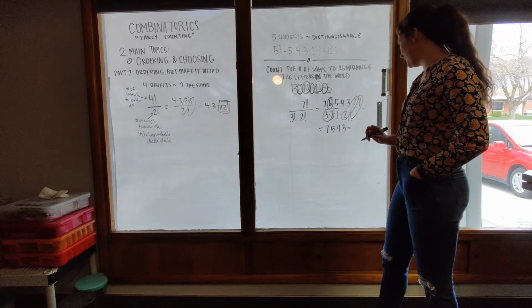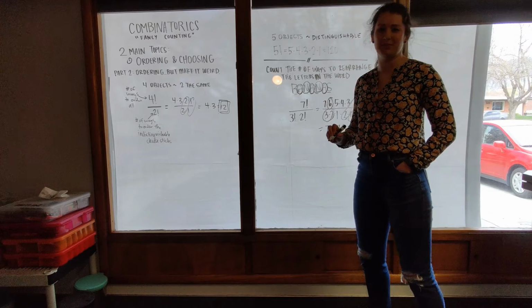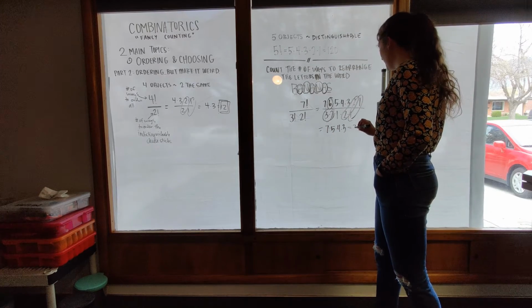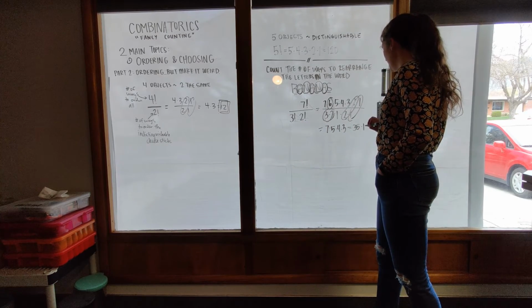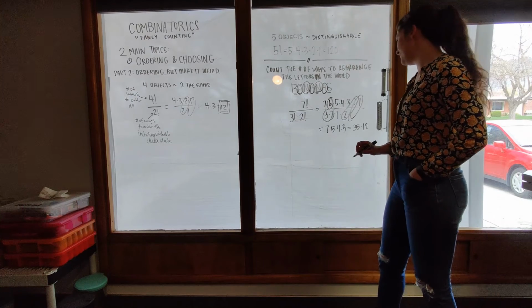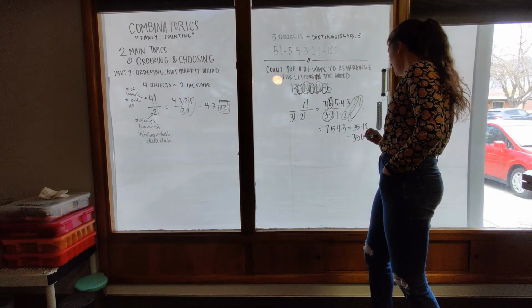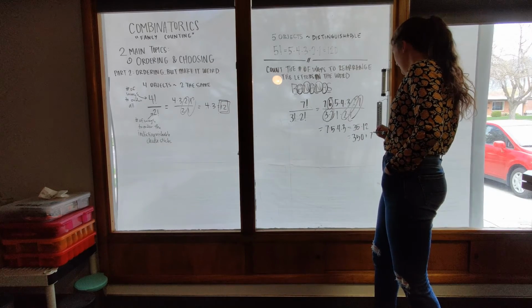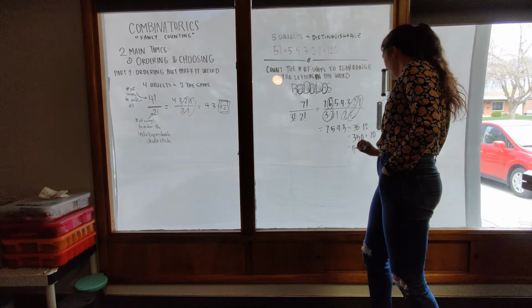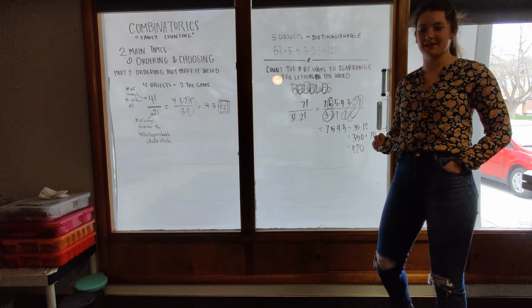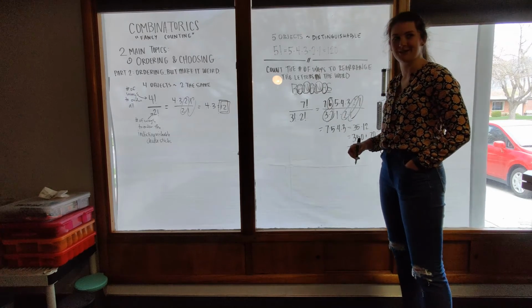7 times 5 times 4 times 3 is something. 35 times 12, which is, let's see, 35 times 10 is 350, plus 35 times 2 is 70, so I think our final answer is, oh, 420, I forgot, 420, blaze it. I knew that was the answer, because it ends up being 420.